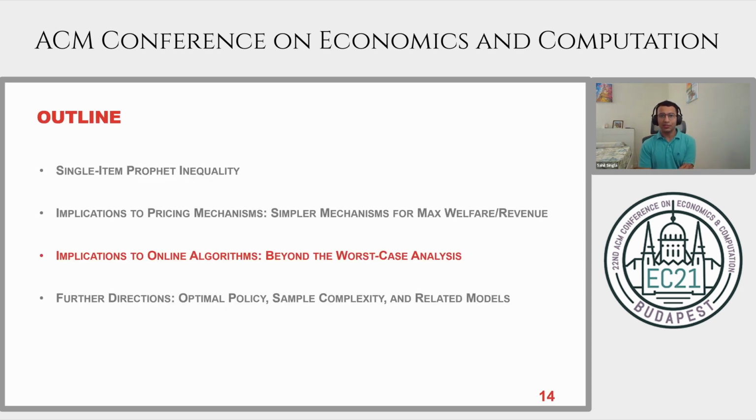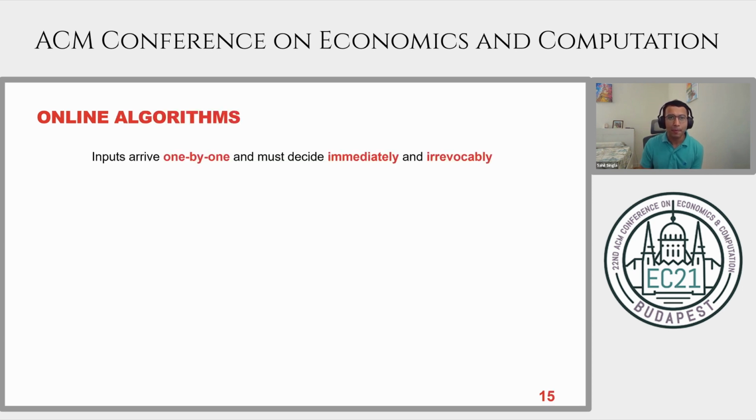Good. So now let me briefly discuss some of the implications to online algorithms, and then I'll conclude. What's an online algorithm setup? Here, inputs arrive one by one, and your algorithm has to make immediate and irrevocable decisions. So what's the simplest setting? You have a sequence of bidders coming in, or a sequence of numbers coming in. You want to select the max number. That's a very simple online problem. You have n numbers coming, v1 to vn. You want to select the max of them, the largest item or the largest bidder.